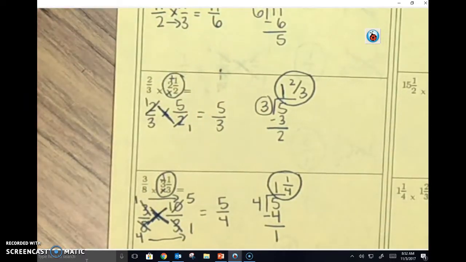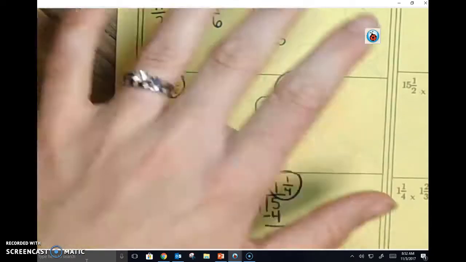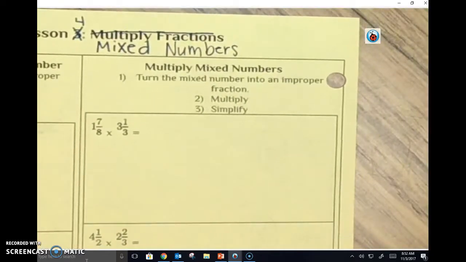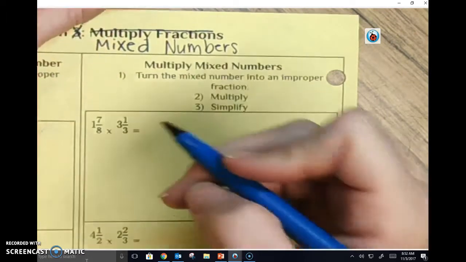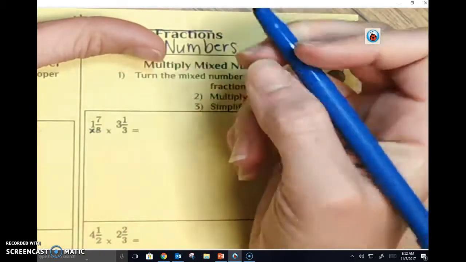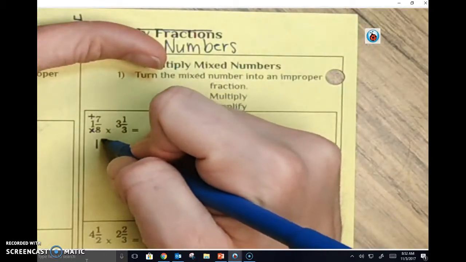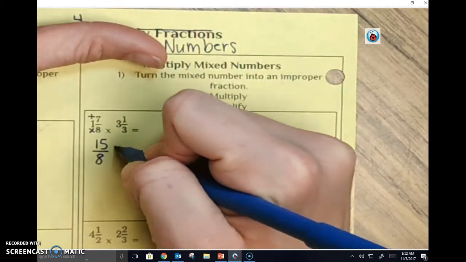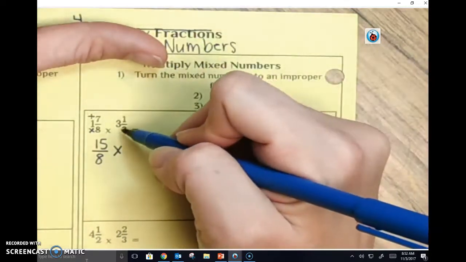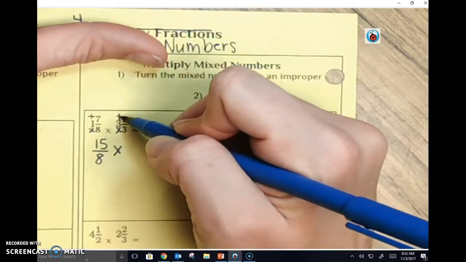So that's what you do when you have a fraction in a mixed number. On this other side, we have mixed number by mixed number. So the only thing different is we're going to change each mixed number into an improper fraction. So 1 times 8 is 8, plus 7 is 15. So we have 15 over 8. And then we're going to do 3 times 3 is 9, plus 1 is 10.